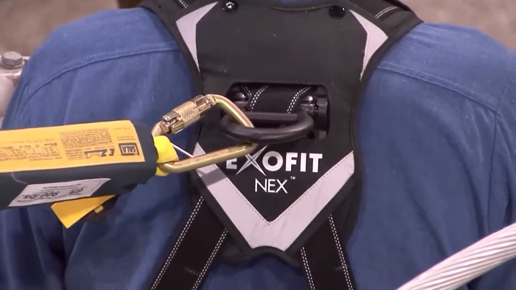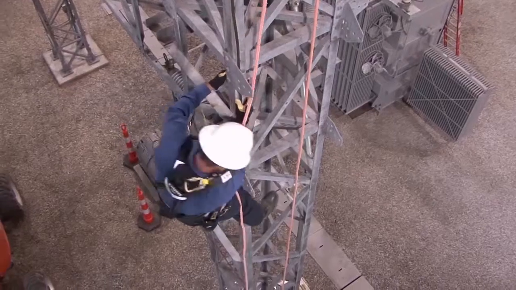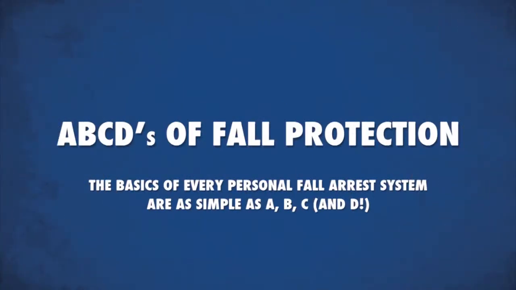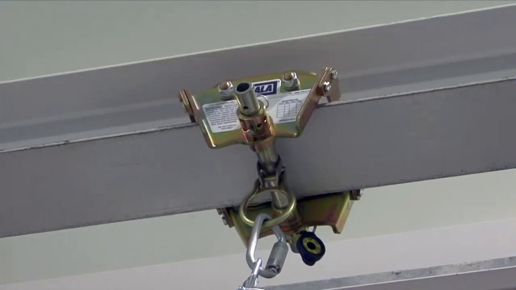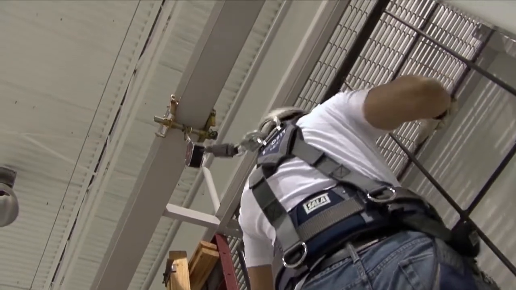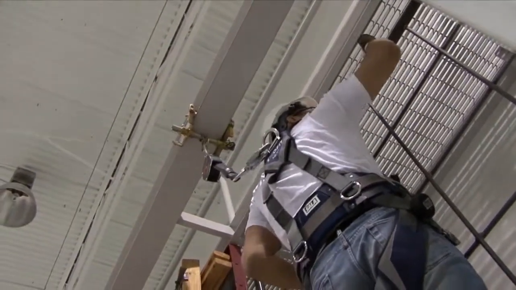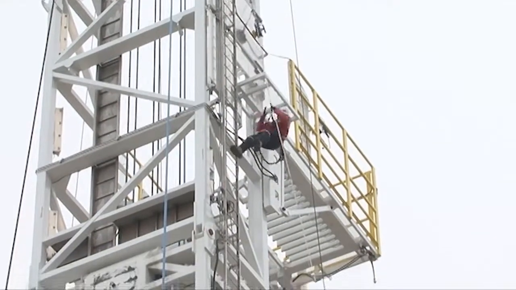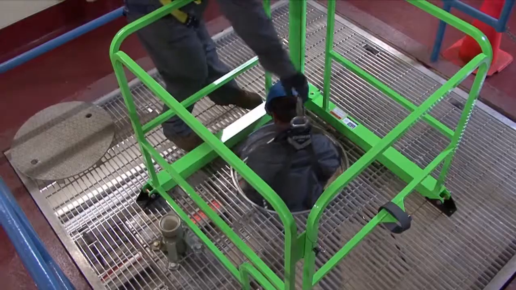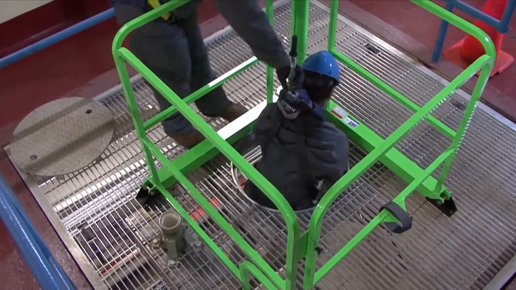A typical personal fall arrest system incorporates 4 components, often described as the ABCDs of fall protection. When used together, the anchorage or anchorage connector, body support, and connecting device form a complete system for maximum worker protection. But don't forget about another required component of any fall protection program: the descent, rescue, and retrieval of a fallen worker.